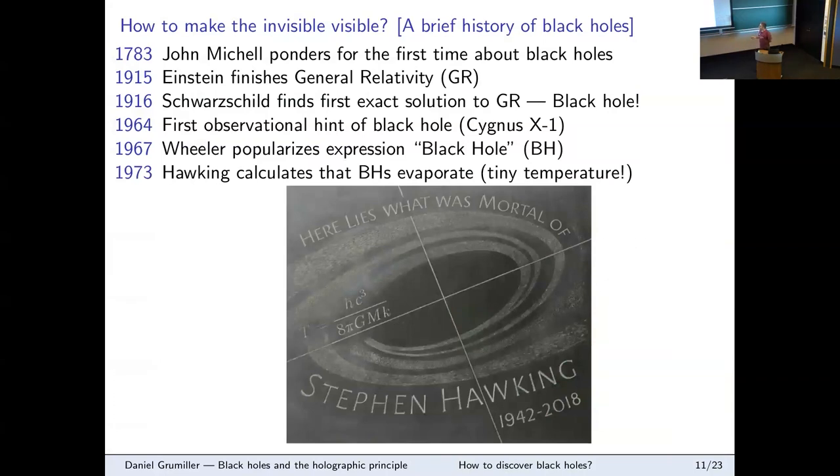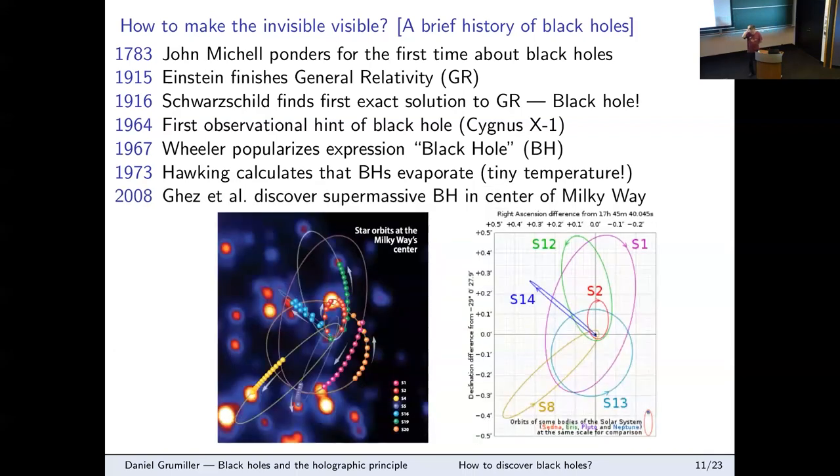Next milestone was in my year of birth, 1973. Hawking calculates that black holes actually evaporate, they have a tiny temperature. And the formula for this temperature was immortalized by putting it on Stephen Hawking's tombstone. And then I skipped quite a bit to 2008.